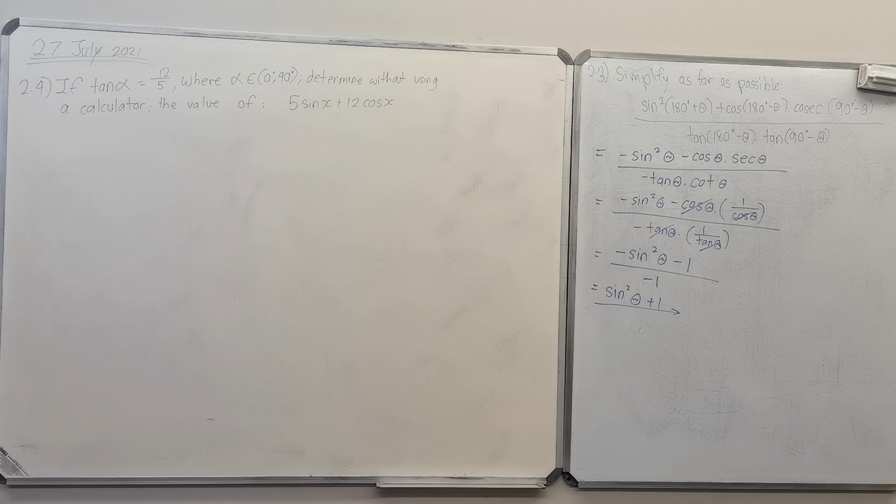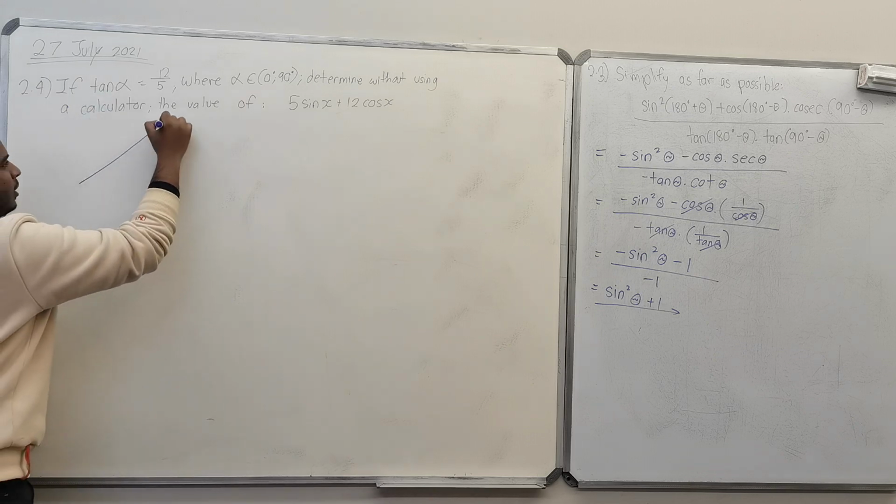Right, let's look at this. If tan alpha is equal to 12 over 5, where the value of alpha or the angle lies between 0 and 90, determine without using a calculator the value of 5 sine x plus 12 cos x. How would you do this? You need to find the hypotenuse.